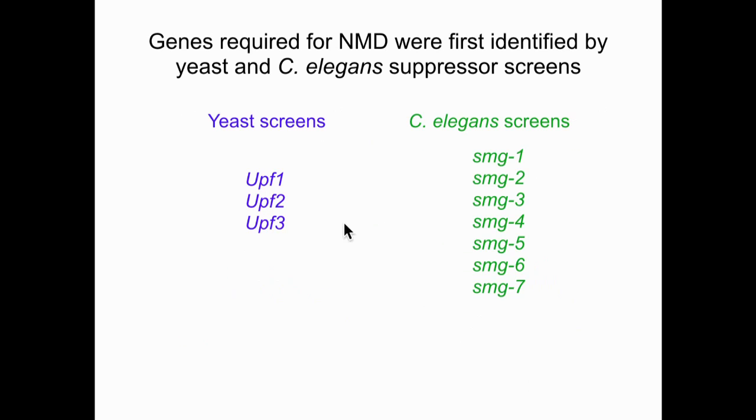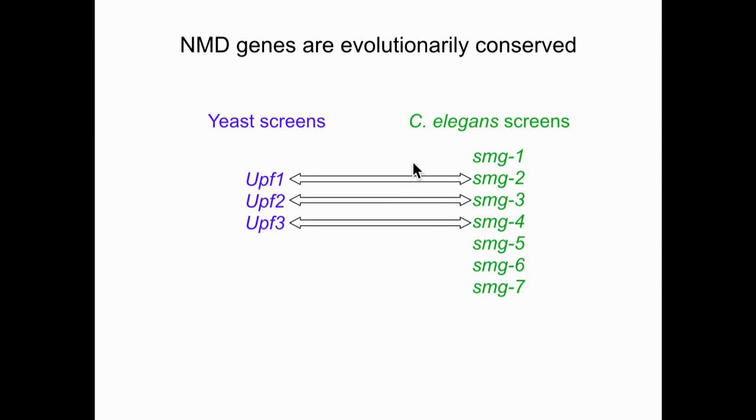And from these screens, they identified in yeast 3 genes called UPF1, UPF2, UPF3, and in C. elegans 7 genes called SMG1 through SMG7. And then extensive cloning experiments and the like showed that, in fact, UPF1, 2, and 3 were the orthologs of SMG2, 3, and 4, respectively, indicating that the NMD machinery was actually highly evolutionarily conserved.